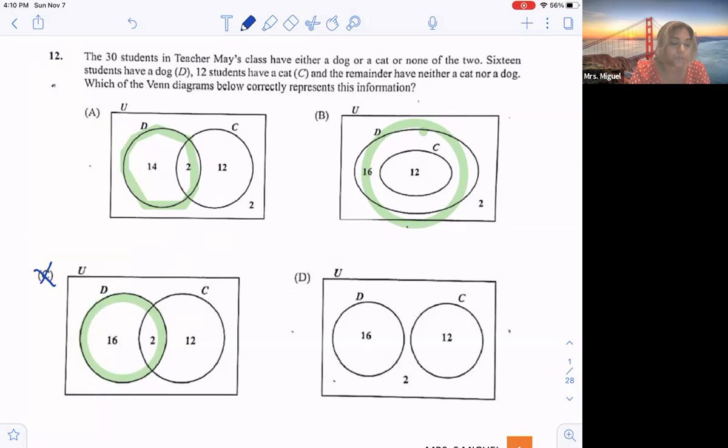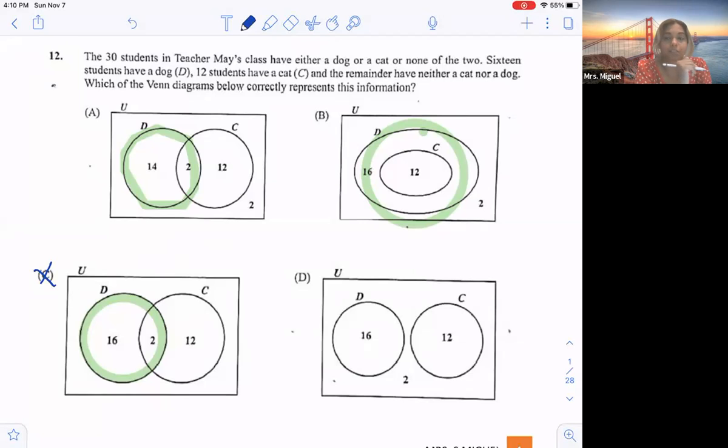They did not go to say that everybody who owns a dog has a cat, but they say of the remainder, none of them have a cat nor a dog. So let's see. So 16 plus 12 is 28. So 2 students are supposed to be outside, right? And 12 students have a cat. So we're going back with that second bit of information.